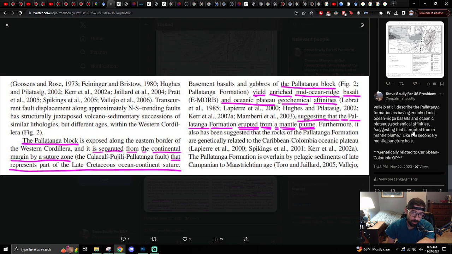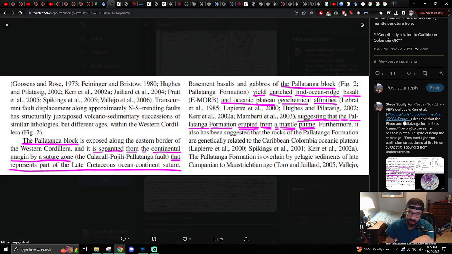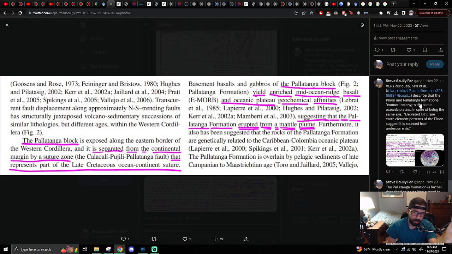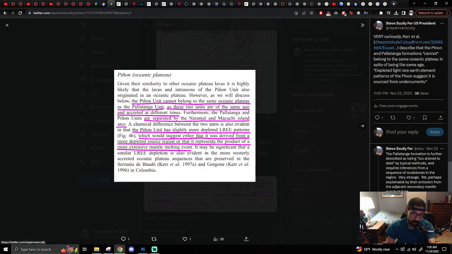So if we go to, that's Vallejo. Sorry, I'm doing my best. If we go to Kerr et al., this paper describes the Pinon and Palatanga formations. Let's just read it. Pinon Formation, given their similarity to other oceanic plateau lavas, it is highly likely that the lava intrusions of the Pinon Formation also originated in an oceanic plateau.